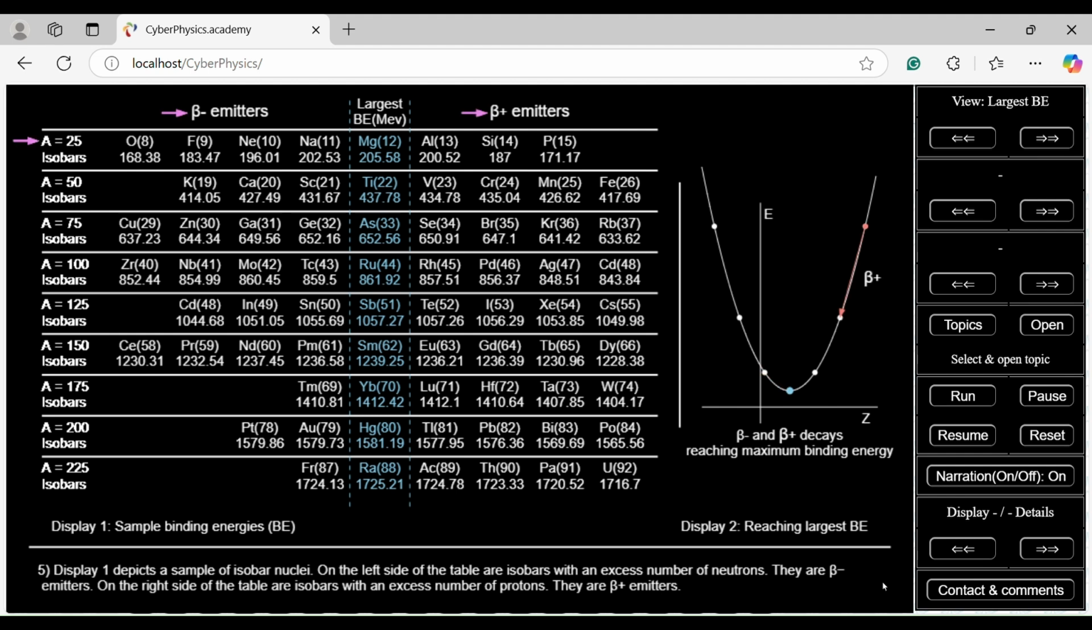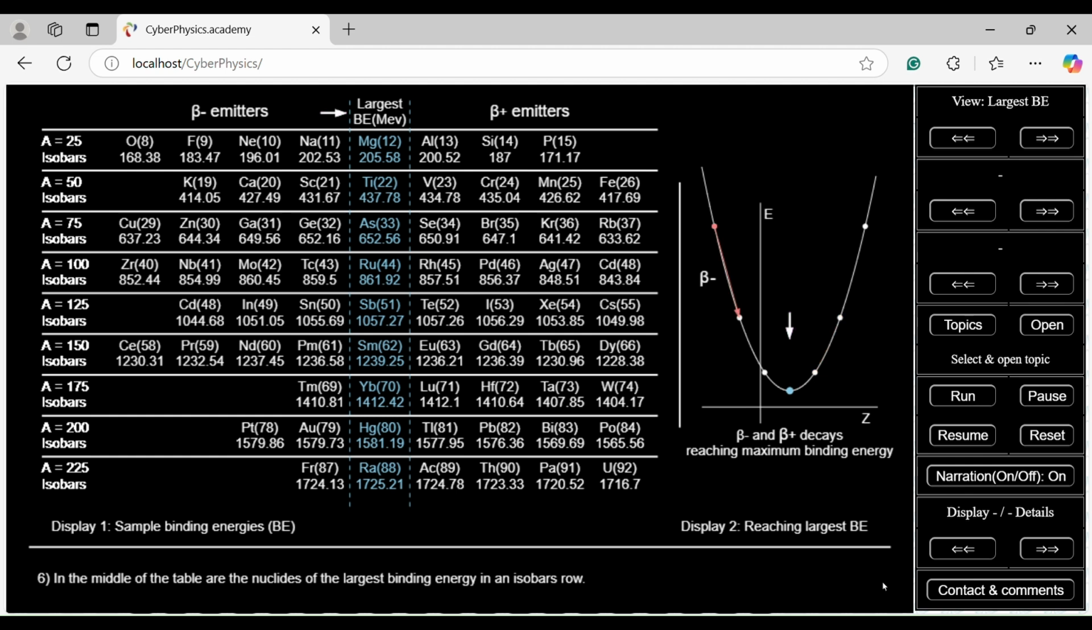On the left side of the table are isobars with an excess number of neutrons. They are beta minus emitters. On the right side of the table are isobars with an excess number of protons. They are beta plus emitters. In the middle of the table are the nuclides of the largest binding energy in an isobars row.